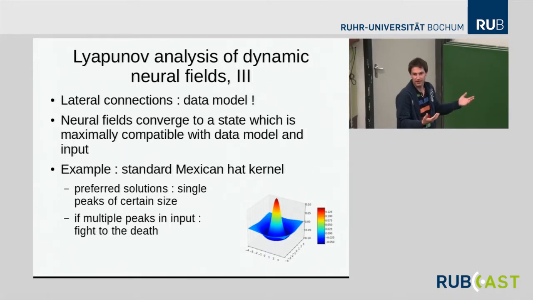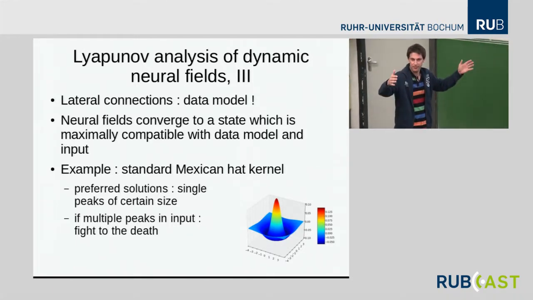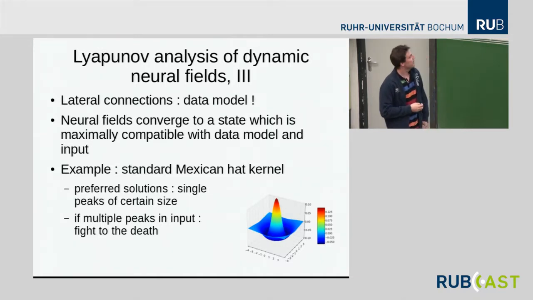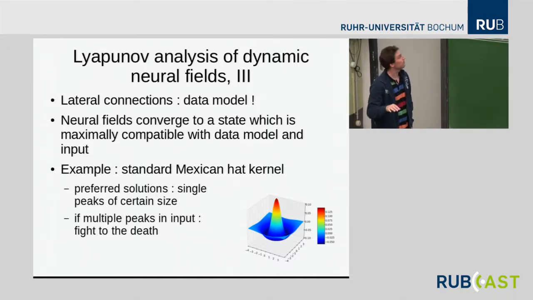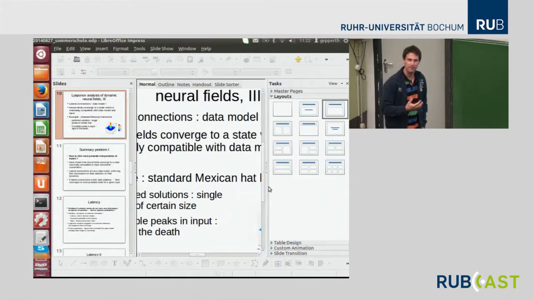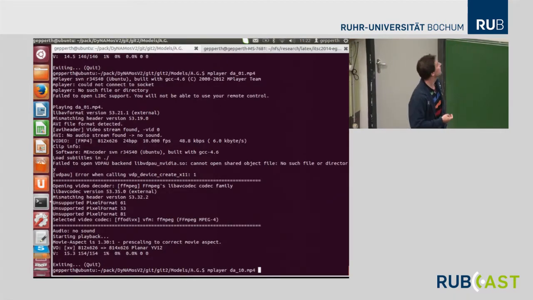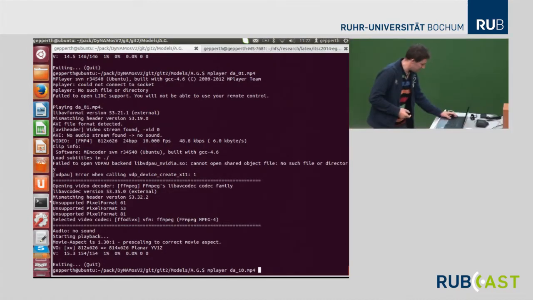This is nothing new. This is clear. If you put a different kernel, a differently sized kernel, for example, there will be different solutions. But I think you can think about totally different kernels. It doesn't have to be a Mexican hat profile. It's just when you think that a neural field converges to a state which is maximally compatible with input and lateral interactions, then you could think about, well, adapting your lateral interaction to the data you have. So the lateral interaction actually describes what kind of data you expect. And I will show you how this works in a video.